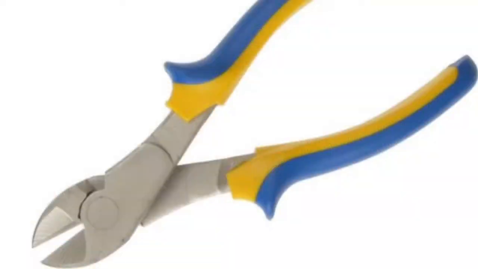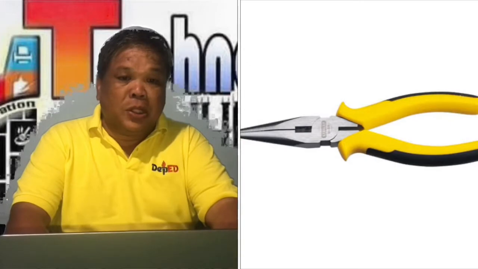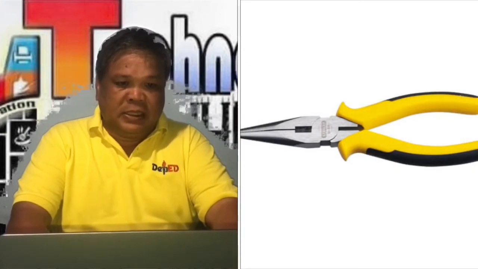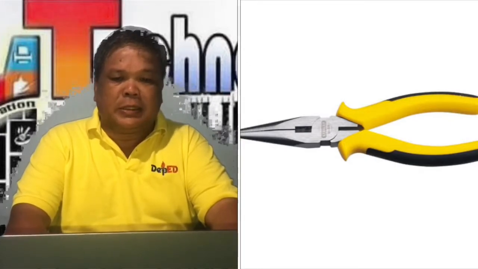Side cutting pliers, also called cutter. This type of pliers is used for cutting fine, medium, and big wires and cables. Long nose pliers. This is used for cutting and holding fine wires. This can reach tight spaces or small openings where other pliers cannot reach, and is also used in making terminal loops of copper wires.